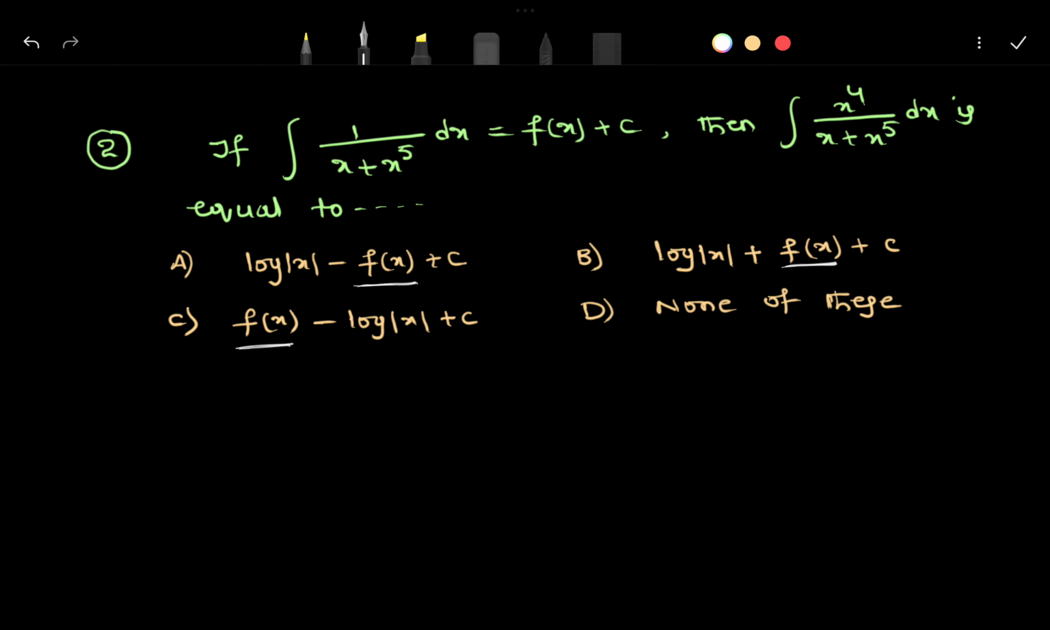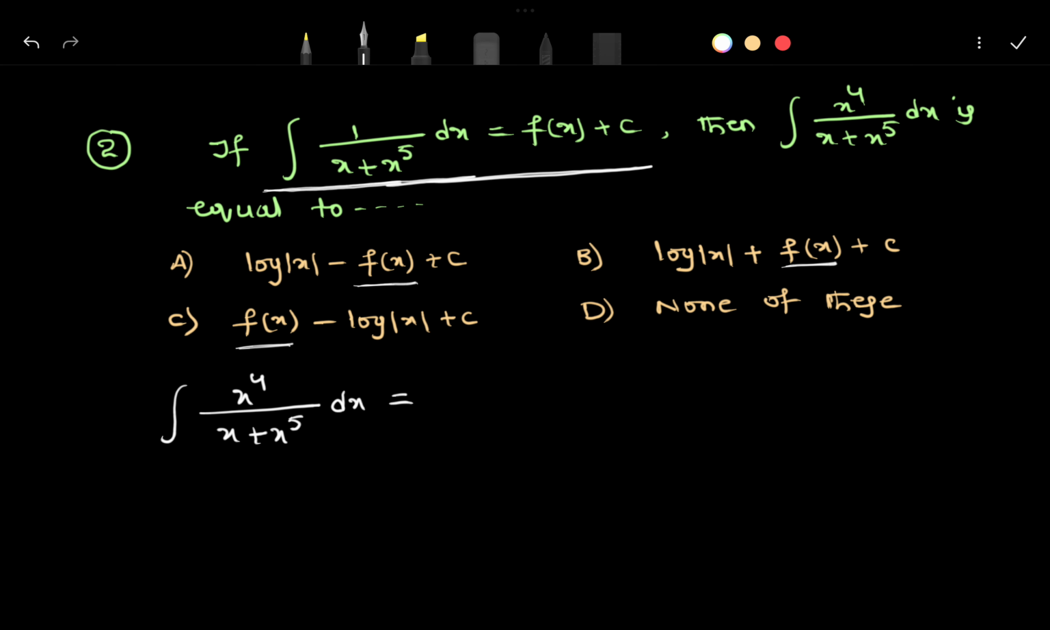Now how can we convert this given one in terms of f of x? So here f of x is that: integration of 1 by x plus x to the power of 5 into dx is equal to f of x plus c. So how can we write this value? Integration of x to the power of 4 whole divided by x plus x to the power of 5 into dx.